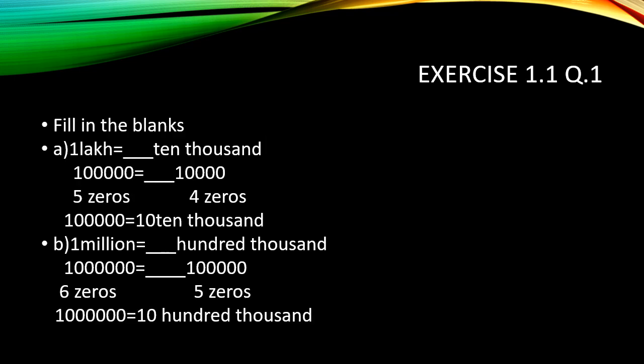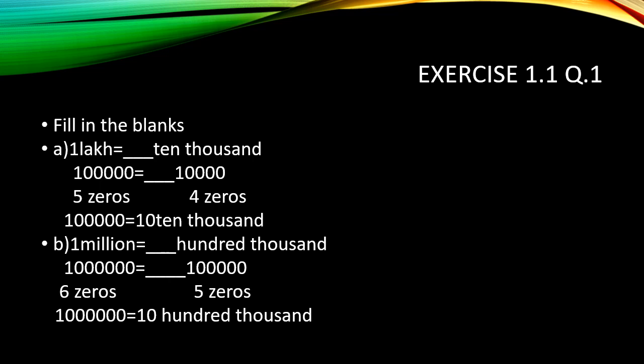Now we can do exercise 1.1 question number 1. Fill in the blanks. 1 lakh is equal to dash 10,000. In 1 lakh there are 5 zeros and in 10,000 there are 4 zeros. So to make the number of zeros on both sides equal, multiply 10,000 with 10. So 1 lakh is equal to 10,000.